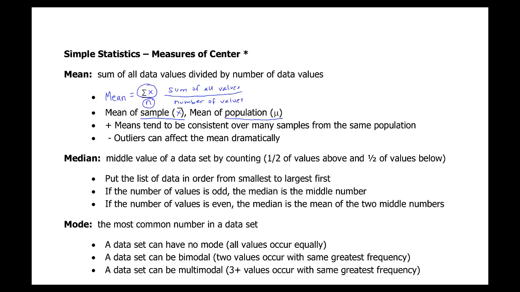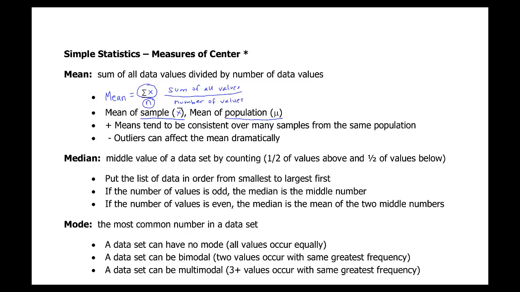An advantage of using the mean as your measure of center is that if you take lots and lots of samples and you're calculating lots and lots of means, if it's all from the same population, they should be fairly consistent with each other. One of the disadvantages of using a mean is that if you have an outlier or an abnormal value, something that's far away from the other values, it can really affect the mean. We'll talk about that at the end of this video.